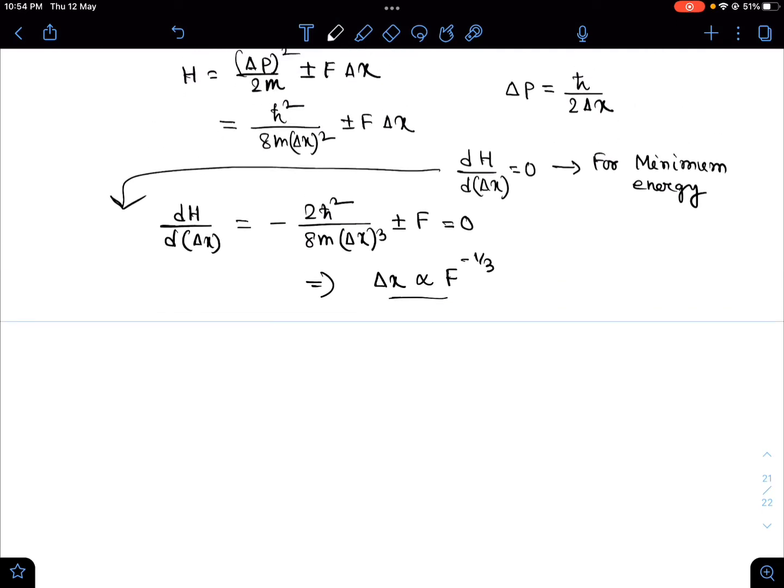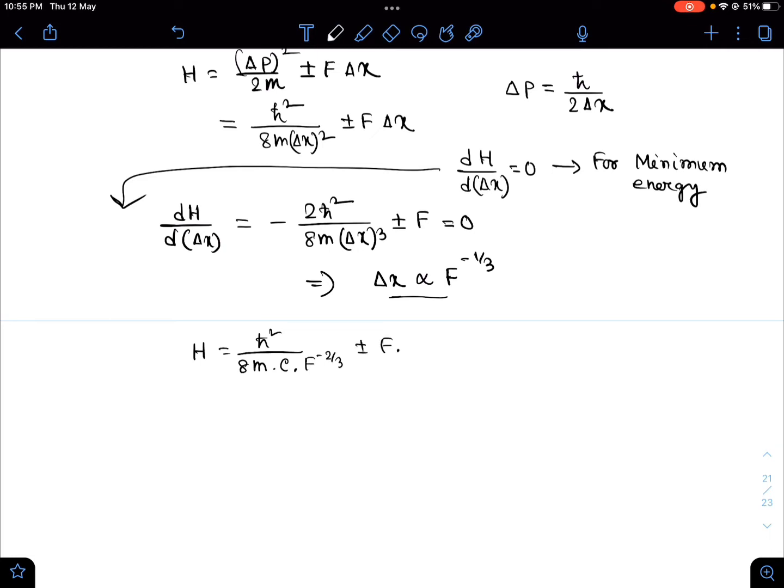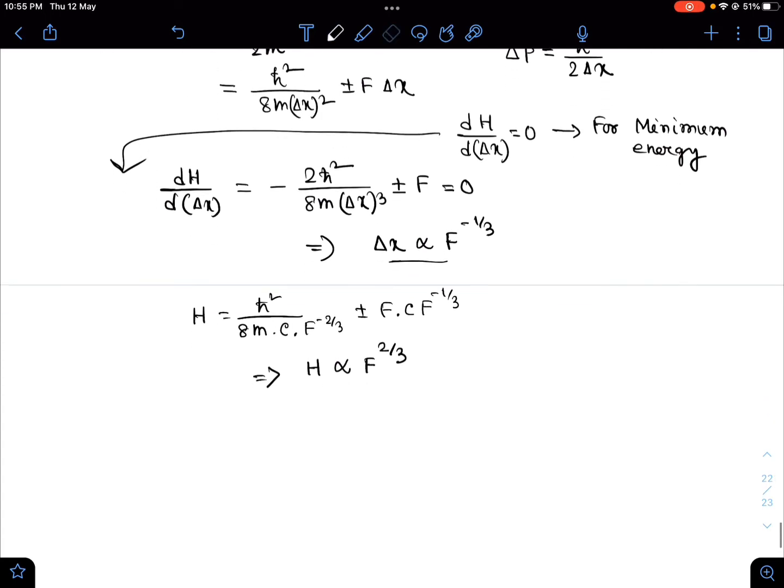So from this we can easily calculate on which factor of F H depends. H is h cut square by 8m delta x square, so that means it will be a constant factor. Let us assume that the constant factor is c, and it will be F to the power minus 2/3, and we will have F and delta x, so there will be a constant factor and F to the power minus 1/3. So that means H is proportional to F to the power 2/3. So this is our answer.